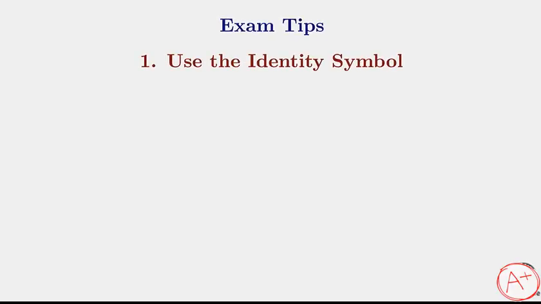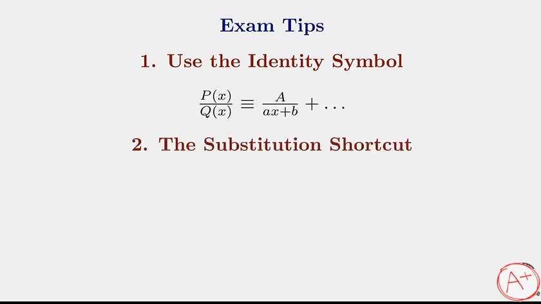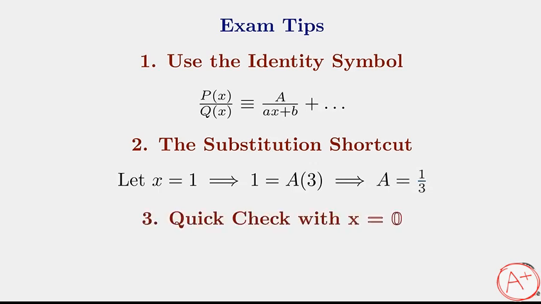Always use the identity symbol, which is 3 horizontal lines, when setting up your initial equation. This shows the examiner you understand that the relationship holds for all values of x, not just specific solutions. To save time, always prioritize the substitution method for linear factors. It directly isolates constants and reduces the complexity of the simultaneous equations you need to solve. After finding your constants, a very quick way to verify your work is to substitute x equals 0 into both sides of your identity. If the results match, your decomposition is likely correct.